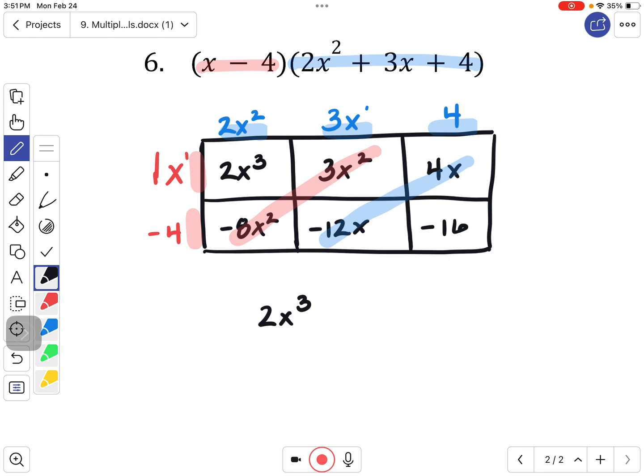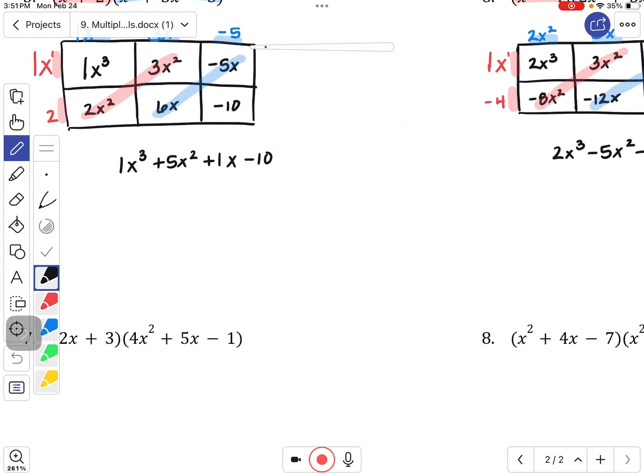If I take -8 and I add 3, that's going to give me a -5x. They're both squared, so I'm going to keep that squared. And -12 and I add 4, that's going to give me a -8. And I have an x. And then I have -16. And I went from highest power to lowest power, so I know I'm done.